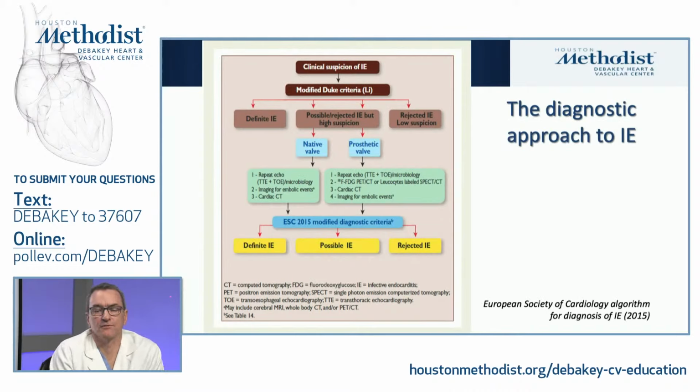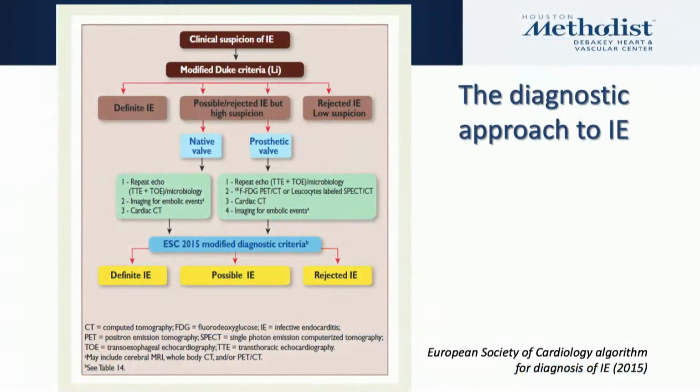And this is just one of many different published algorithms, but this is an approach to the diagnosis of infectious endocarditis. It really starts with the clinical suspicion. You can apply the Duke criteria, which are readily available to all of us, looking at culture positive or even autopsy reports. But in general, we get to a definite infective endocarditis, possible or rejected. If it's a native valve that you're concerned about, it's very reasonable to start with an echo, transthoracic, if needed, a transesophageal, looking for embolic events and potentially a cardiac CT.